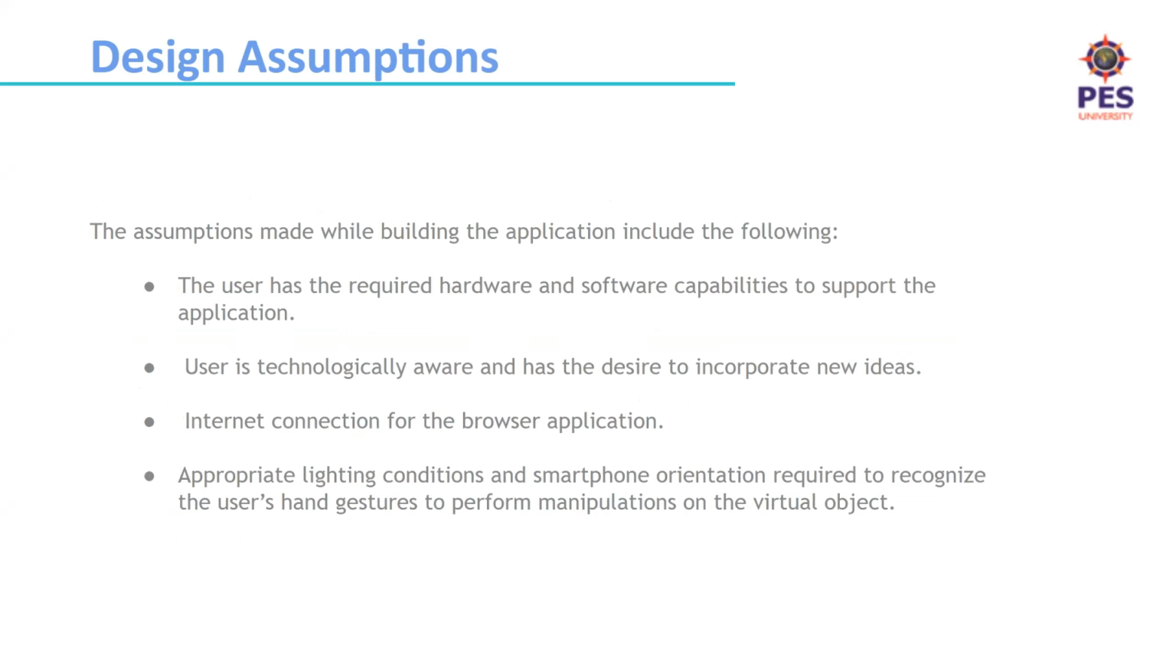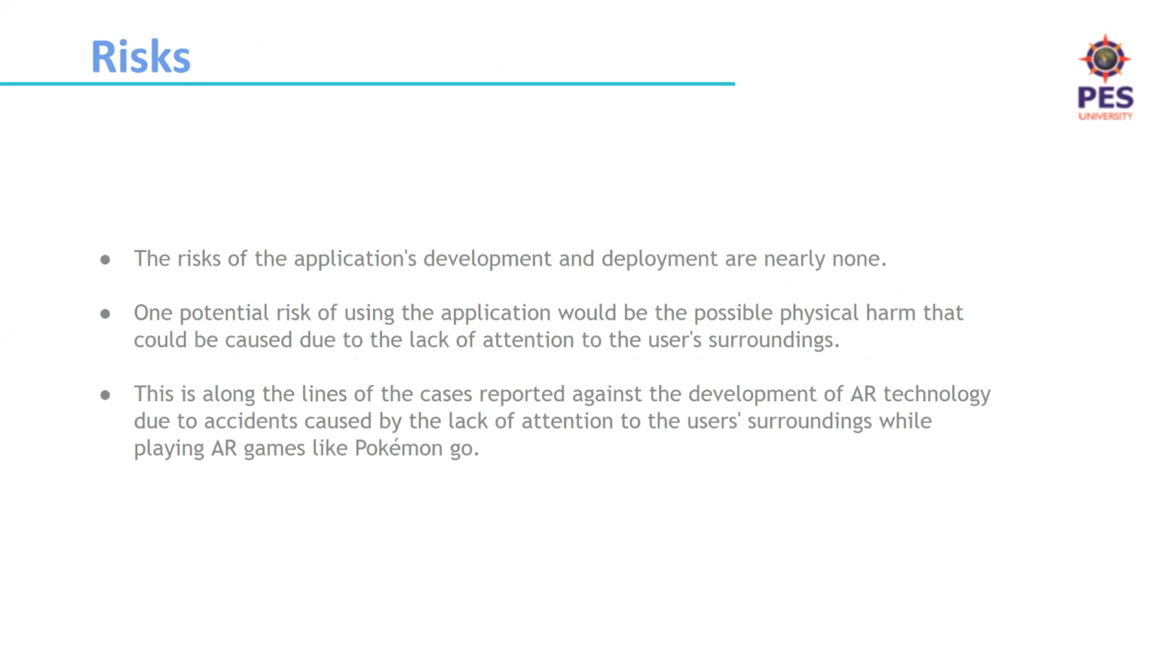Moving on to the design assumptions that we made while developing our application. We first assumed that the user would have all the required hardware and software capabilities to support our application, and the user would need to be technologically aware and should have the desire to incorporate new ideas. The browser application would also need a proper internet connection. And finally, to recognize the hand gestures performed by the user, we would need proper lighting conditions and smartphone orientation so that the right gestures could be captured and translated into commands to perform manipulations on the virtual object.